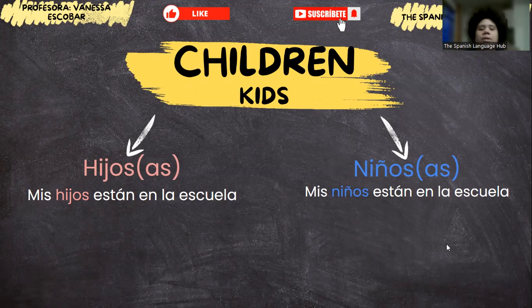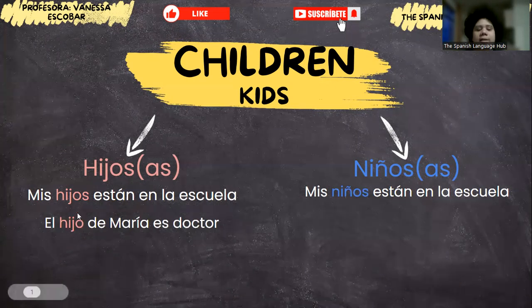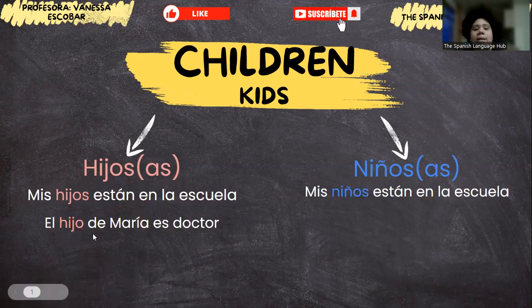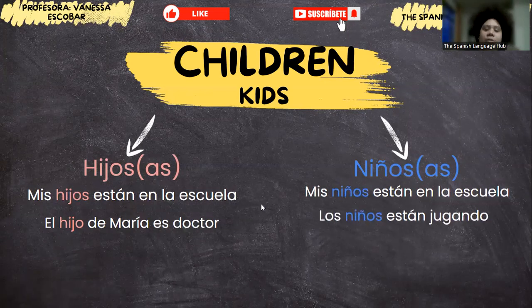Those are niños. Now here, el hijo de María es doctor. Maria's son is a doctor. So obviously here I can say el hijo de María es doctor because hijo, like I mentioned, doesn't matter the age, you can still call them hijos, your son or daughters. So I could not say el niño de María es doctor because he's obviously an adult and it's not a niño. So we say hijo.